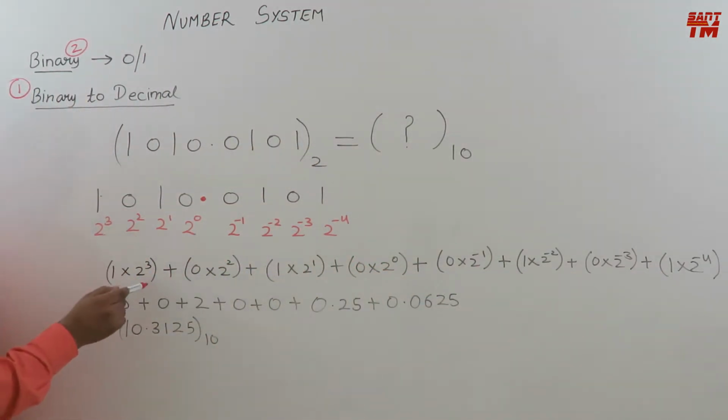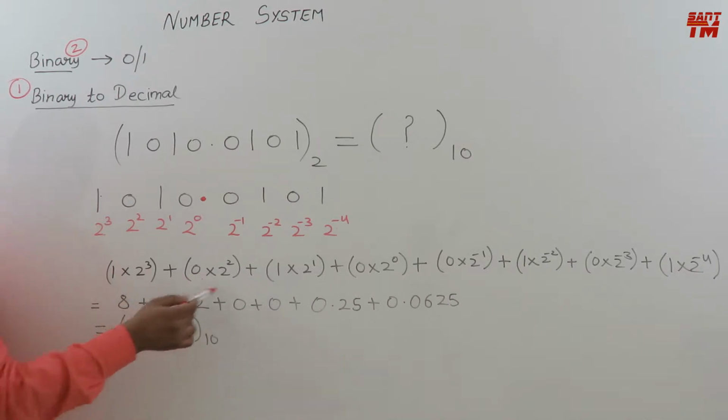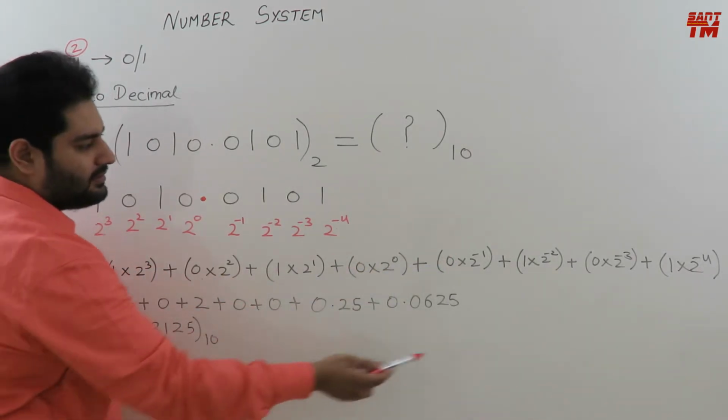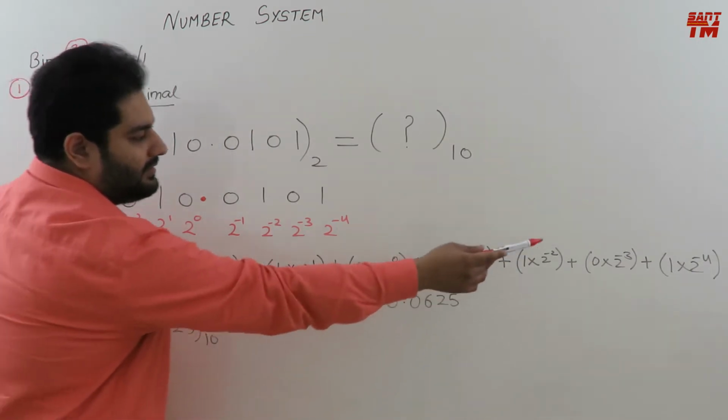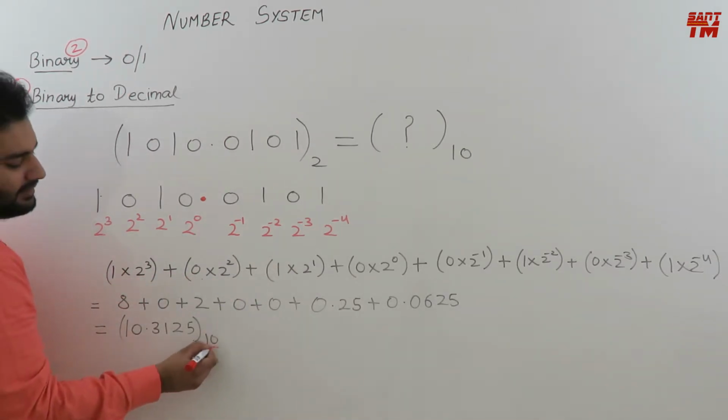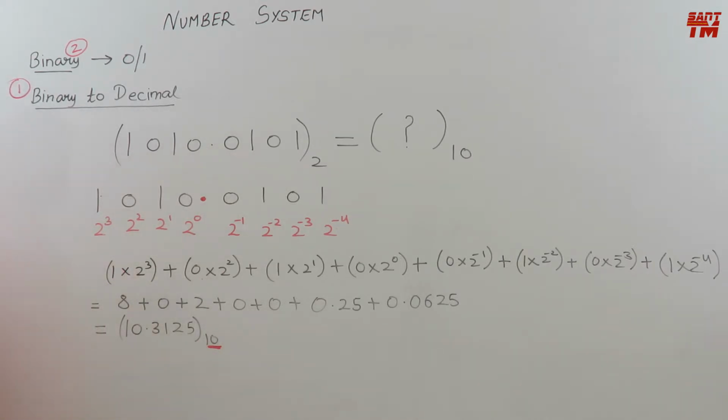Now solve. This will become 8, this will become 0, this will become 2, this will become 0, this will become 0, this will become 0.25 and that will become 0.0625. And now when we add this whole number, we get 10.3125. Now this will be our decimal number. This is how we convert a binary number to decimal.